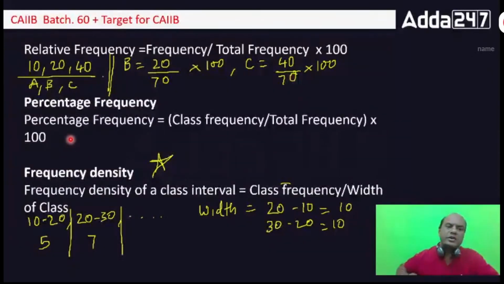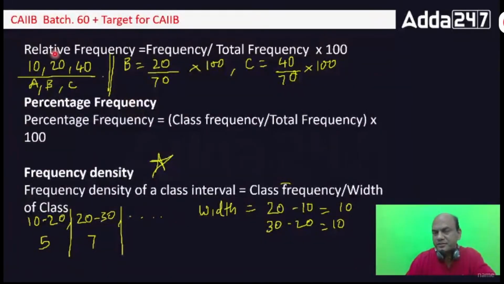Now percentage frequency. Percentage frequency is what? Class frequency upon total frequency into 100. So what do you mean by this class frequency? See, class frequency is nothing but the same. So this can be called a class. See here, discrete. Again we come back to the basics.